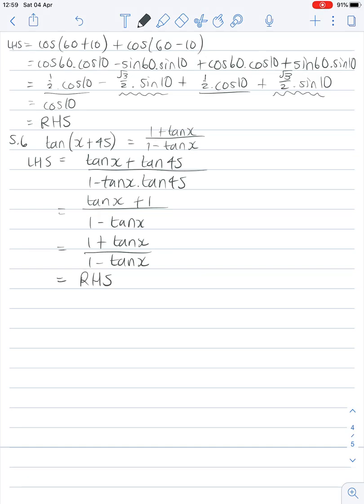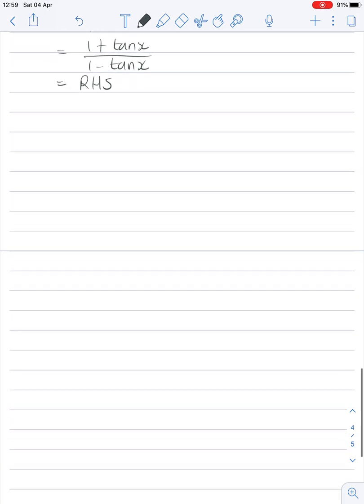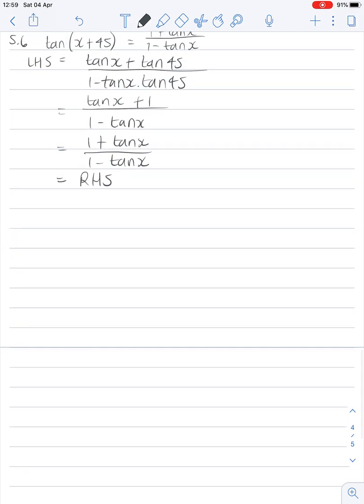Booyah! 5.6 done. Great. We go to number 6. Number 6 says, if angles A, B, and C are the 3 interior angles of a triangle, prove that.